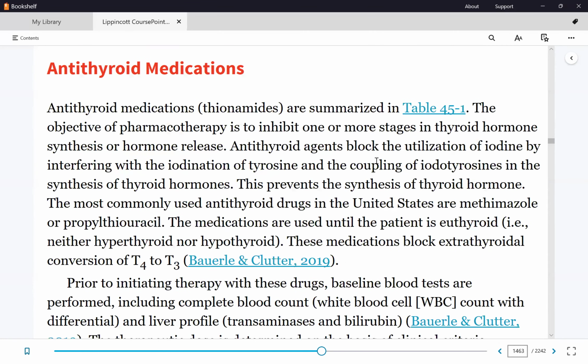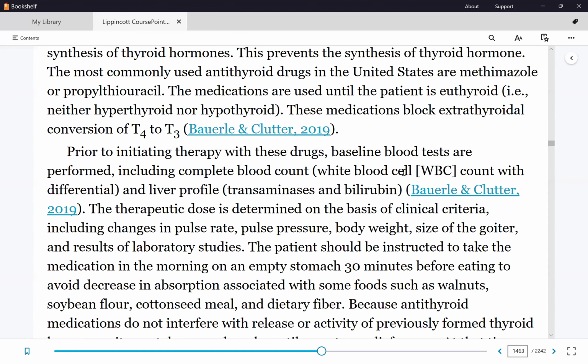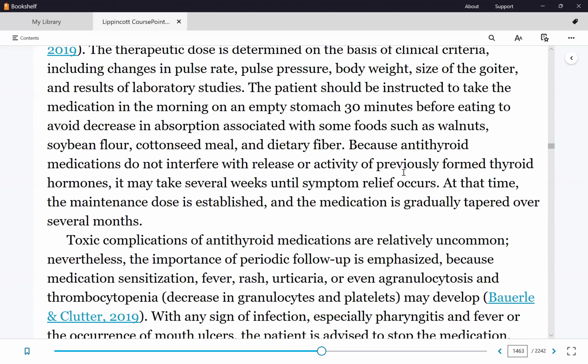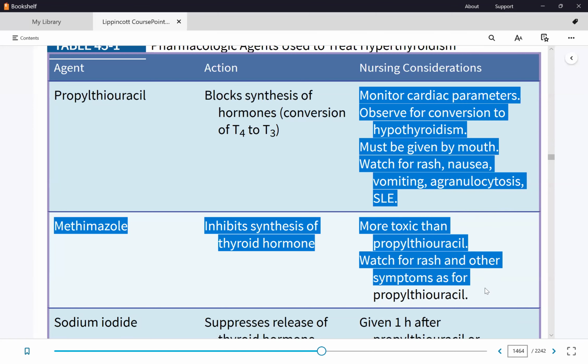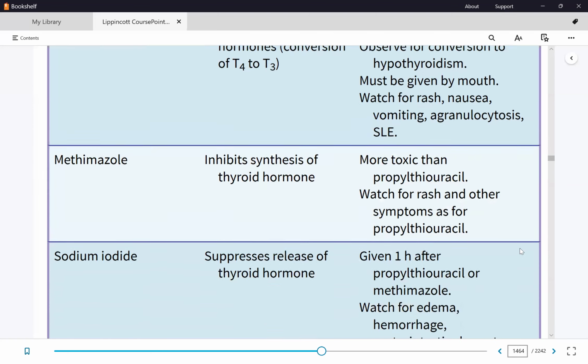Okay, so we have table 45-1. We have two antithyroid medications. So I'll go to the table here, PTU and methimazole. Look at the action. Block synthesis of hormones, inhibit synthesis of hormones. So therefore, they block iodine from binding in the thyroid gland. Without iodine, can you make T3, T4? No. So that's how they destroy basically the thyroid gland. That's why they're called antithyroid medications. Here are your nursing considerations. I won't read that for you. Responsible for that for exam.